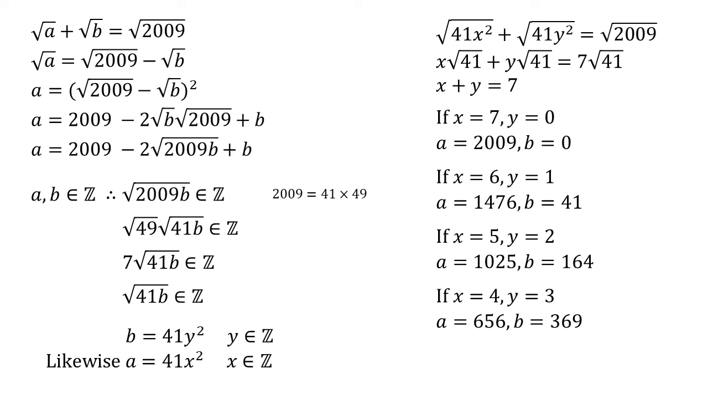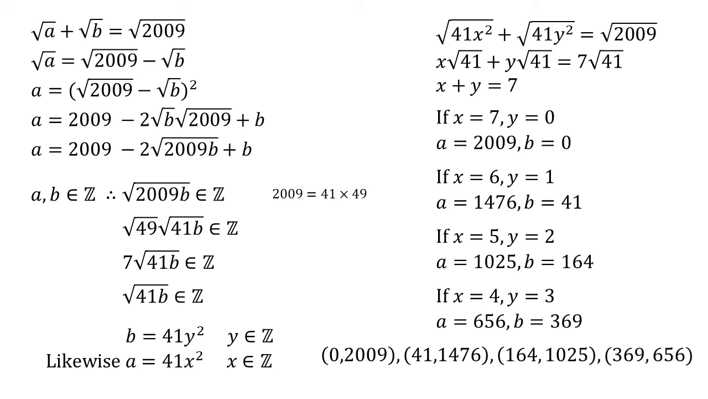So these are the only 4 pairings: 0 and 2009, 41 and 1476, 164 and 1025, and finally 369 and 656.